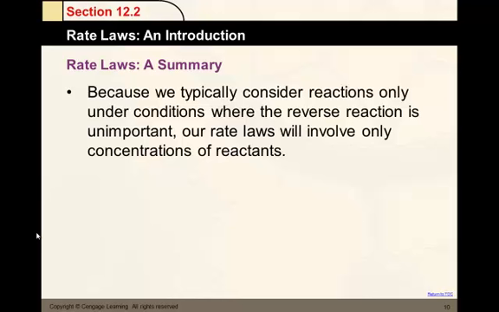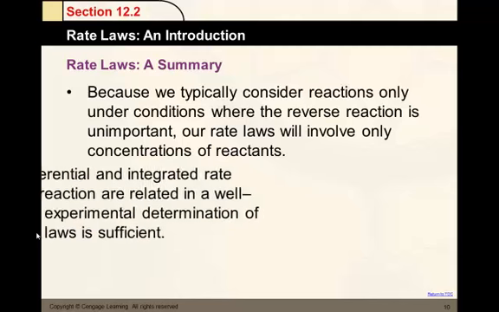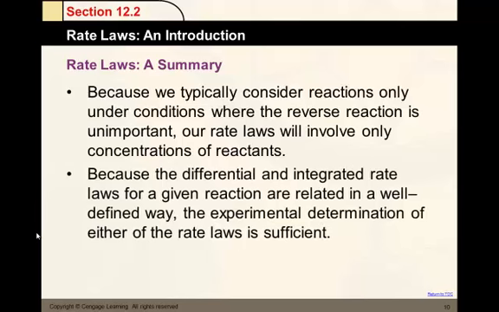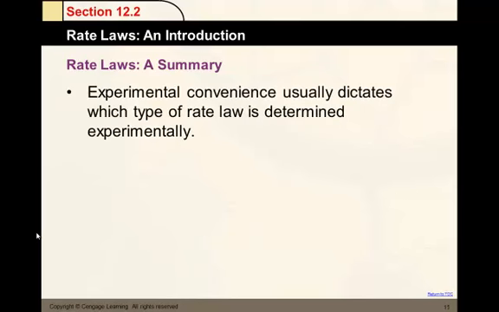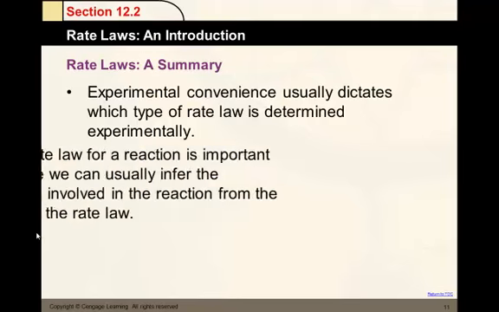Remember, we typically consider reactions only under conditions where the reverse reaction is unimportant. Our rate laws will only involve reactants. And because the differential and integrated rate laws for a given reaction are related in a well-defined way, the experimental determination of either rate law is sufficient. Experimental convenience usually dictates which type of rate law is determined experimentally.